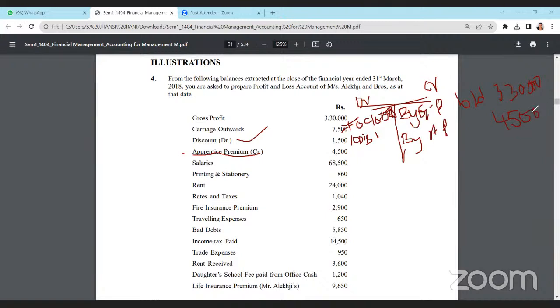Next, salaries. Salaries is an expenditure or income to us? Salaries are always expenditure to the business. So all expenses, as I said, will be written on the debit side. So here I'll write to salaries, and the amount is 68,500.